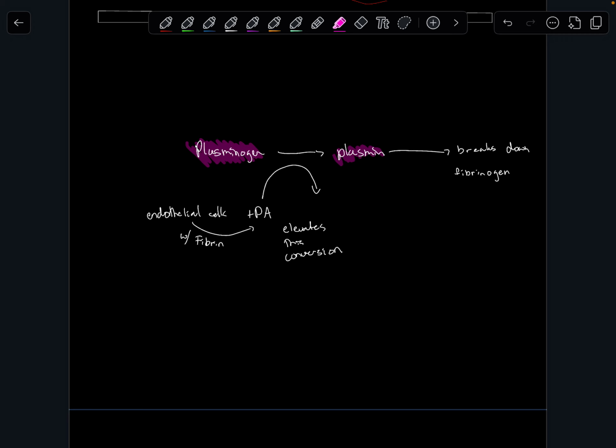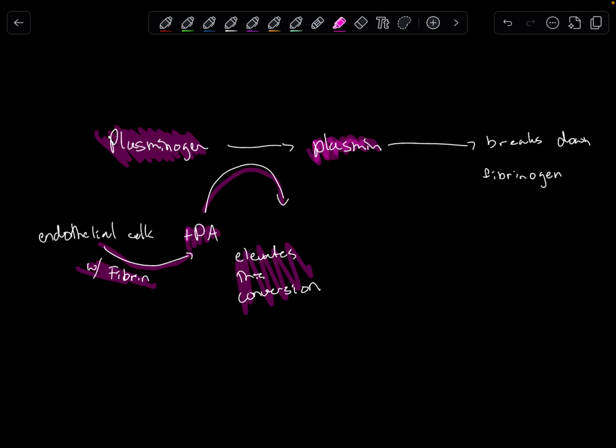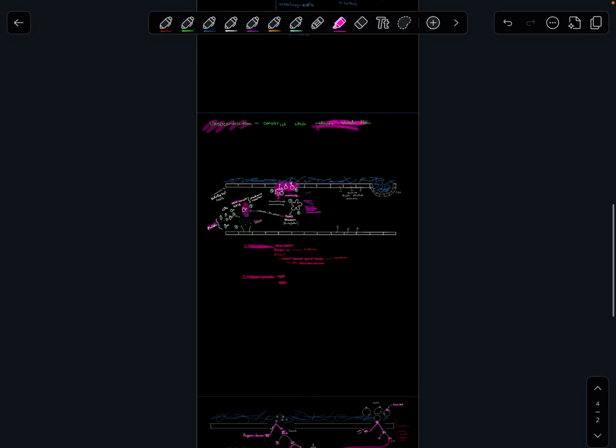And so endothelial cells with fibrin will release what's called tPA, and tPA then converts plasminogen into plasmin. tPA basically just elevates this conversion. And like I just said before, plasmin then breaks down fibrin through a process called fibrinolysis, and that breaks down the clot so it doesn't cause an embolism. Yeah, that's basically all we have today on blood and coagulation and all that stuff.